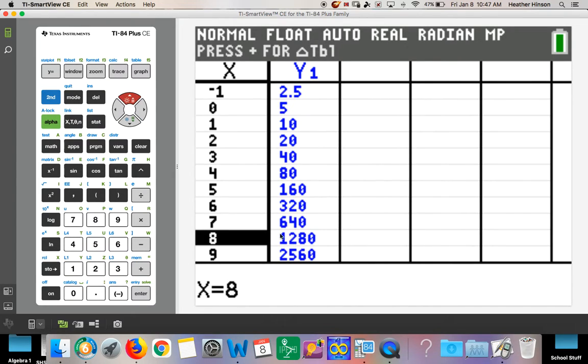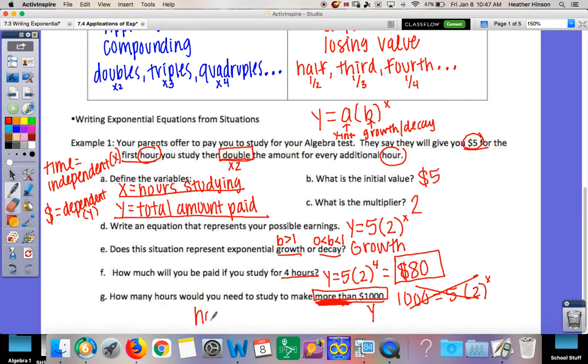So right there, 1,280. That's hour 8. So that's where it's over $1,000. That's going to be our answer. In 8 hours, you're going to have more than $1,000. Just look at your table.